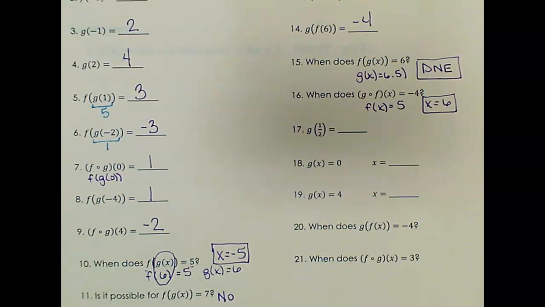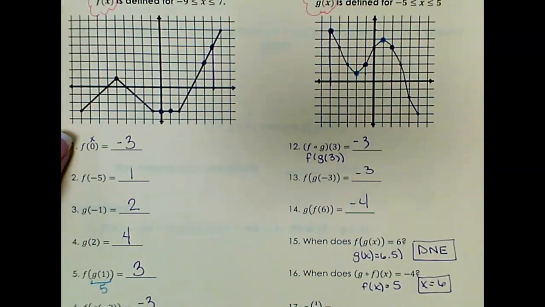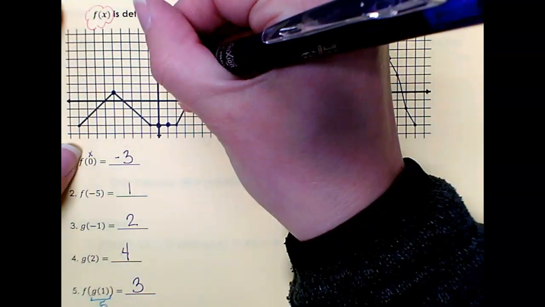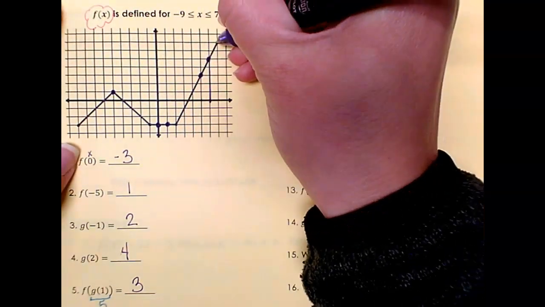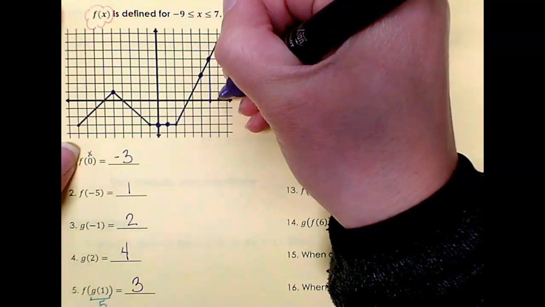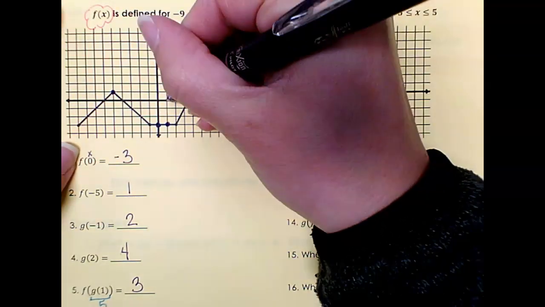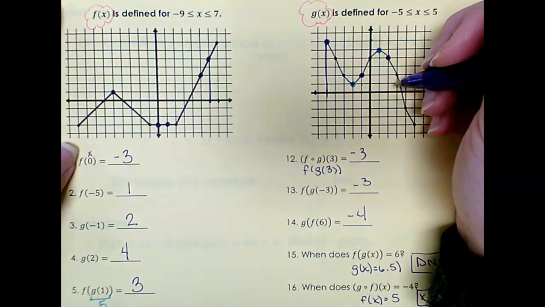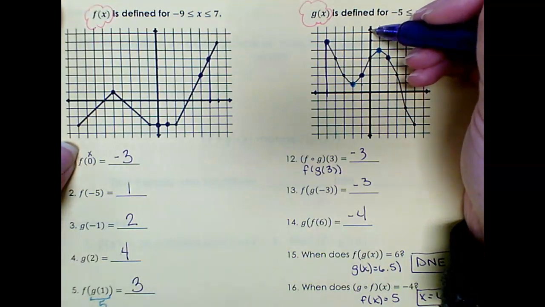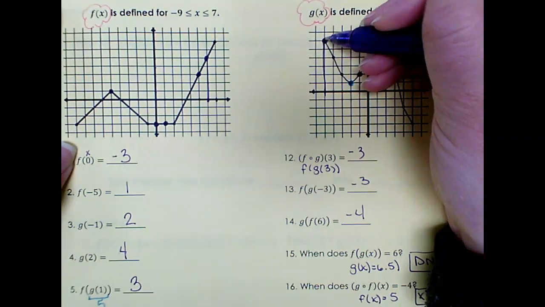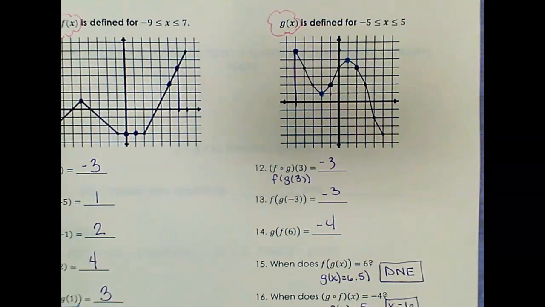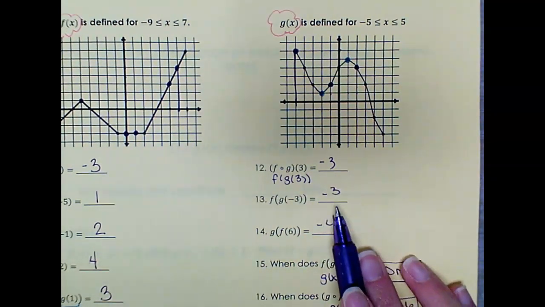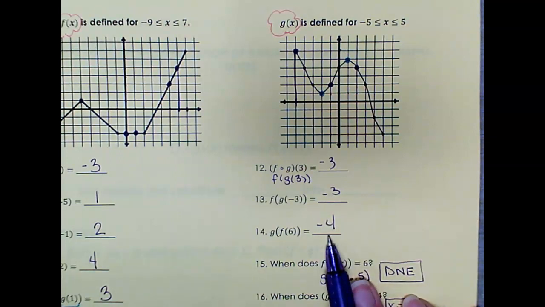So number 11, is it possible for f of g of x to equal 7? No. Because here in the f function, 1, 2, 3, 4, 5, 6, 7, that's right here. That has an x value of 1, 2, 3, 4, 5, 6, 7. And then if I go here, there is no g of 7 because the graph stops right there. So no, that's not possible. Number 12 is negative 3. Number 13 is negative 3. Number 14 is negative 4.